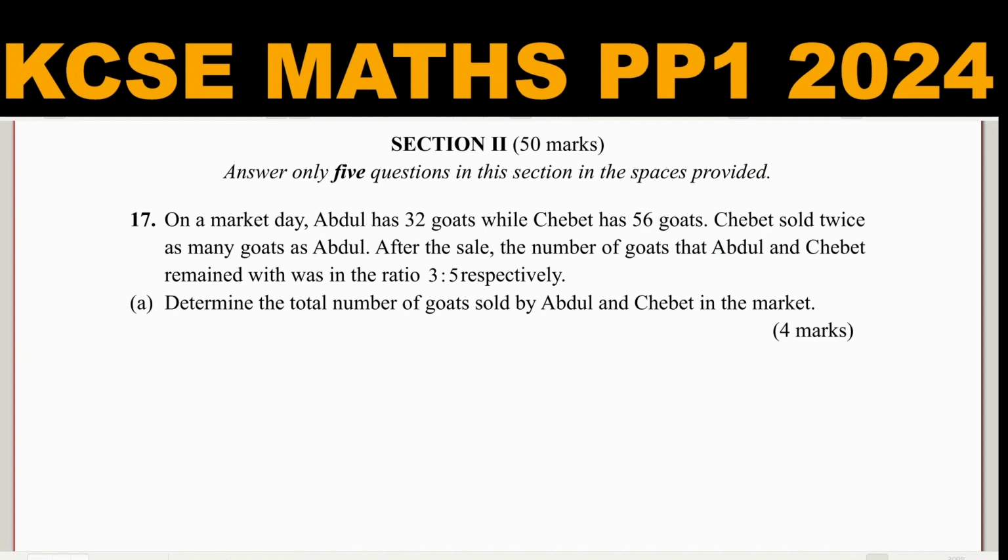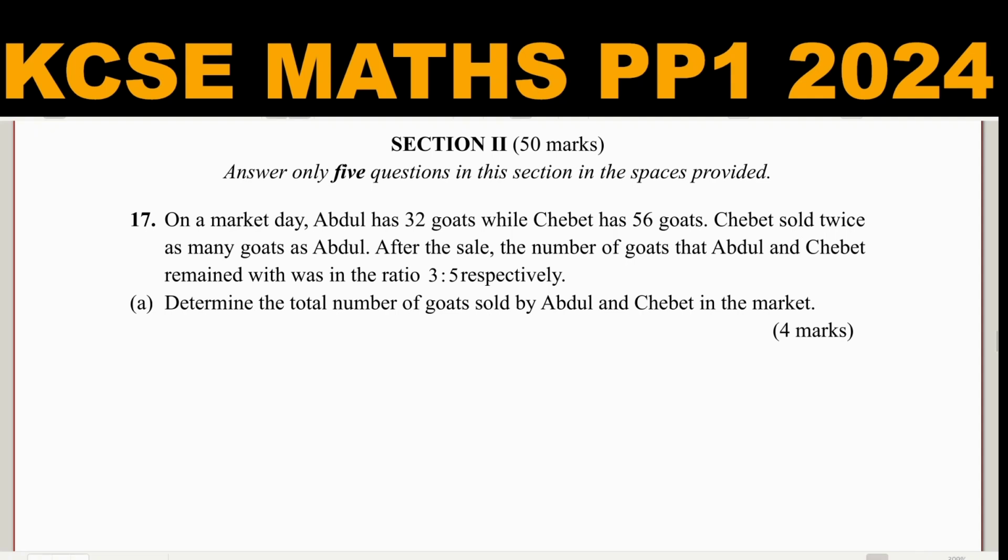Abdul had 32 goats while Chebet had 56 goats. Chebet sold twice as many goats as Abdul. After the sale, the number of goats that Abdul and Chebet remained with was in the ratio 3:5 respectively. Part A of the question: determine the total number of goats sold by Abdul and Chebet in the market.